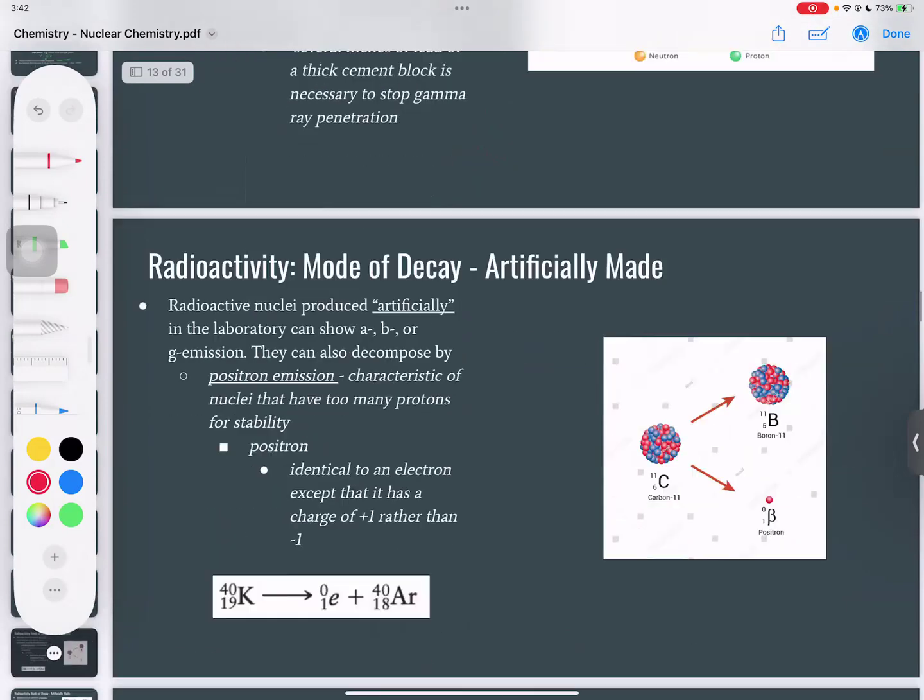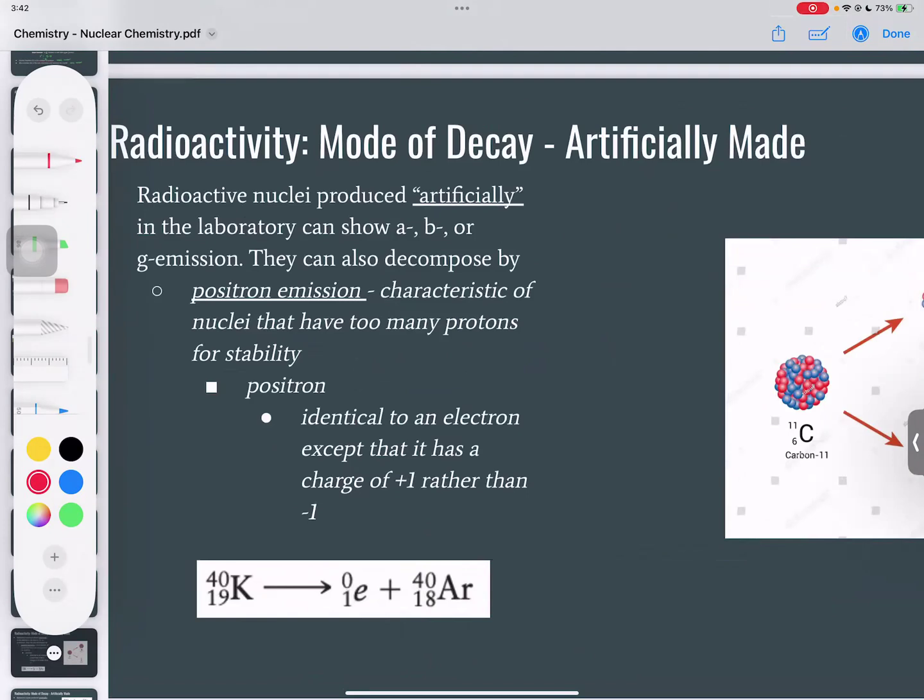For artificially made radioactive nuclei, it can decompose by, the first one, positron emission. So what is a positron? A positron is identical to an electron. It is the same as an electron, but it has a charge of +1 instead of -1. Here, the charge is not indicated because it is positive, but that is +1.